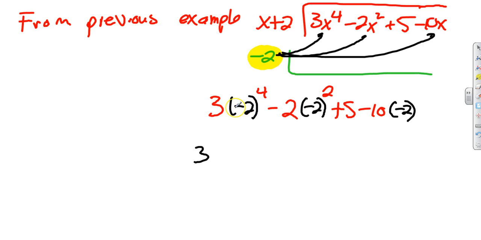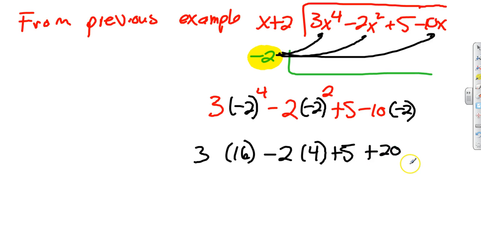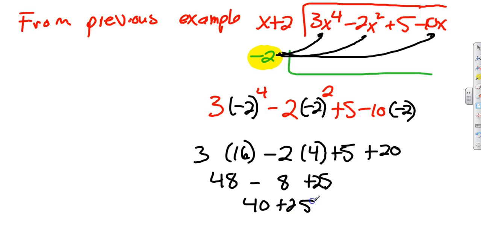If you do -2 to the 4th power, 2 times 2 is 4, times 2 is 8, times 2 is 16. So that's 3 times 16 minus 2 squared, which is 4, plus 5, and then -10 times -2 would be a plus 20. 3 times 16 is 48. 2 times 4 is 8. Plus, go ahead and do 5 and 20, make that 25. 48 minus 8 is 40. Plus 25 is 65. There you go.